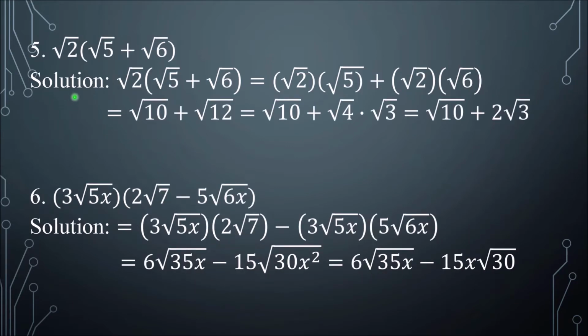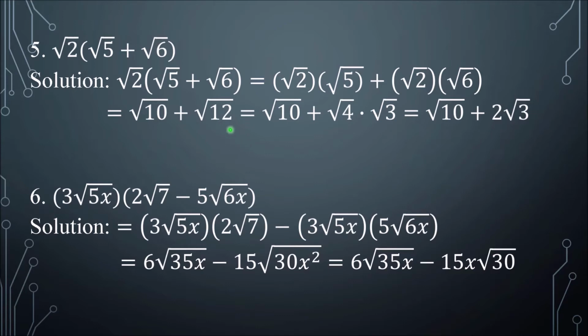Number 5, monomial times a binomial, radicals. So, square root of 2 times square root of 5 plus square root of 6. So distribute square root of 2. Square root of 2 times square root of 5. That's it. Which is square root of 10. Square root of 2 times square root of 6. Which is square root of 12.